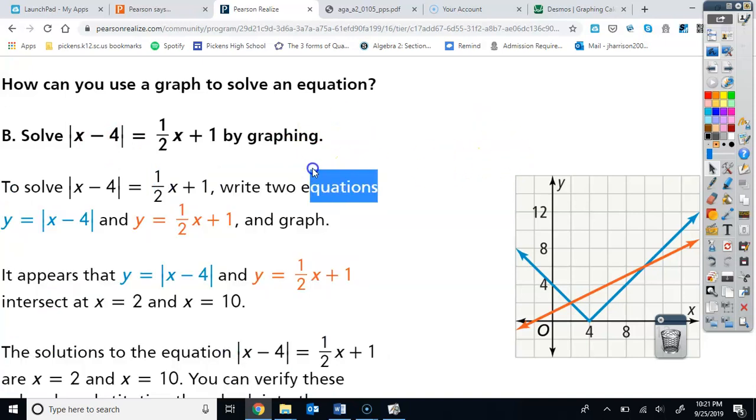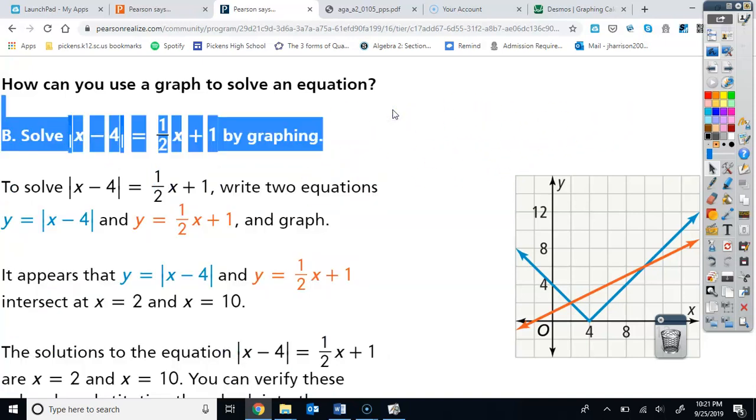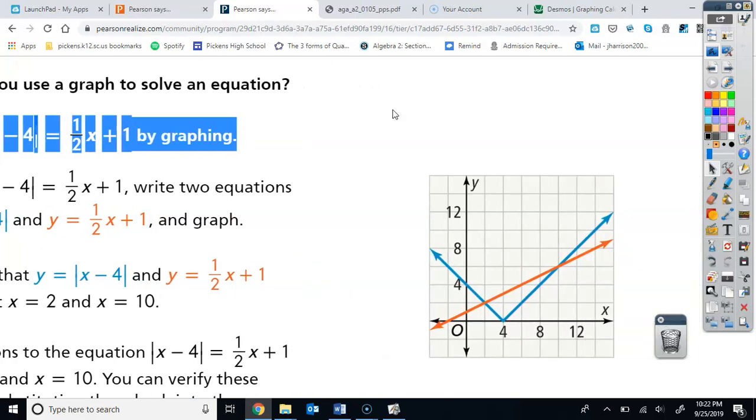Sorry about that. I'll try to slide this over here. And it's not going to like me. Come on, graph. There we go.